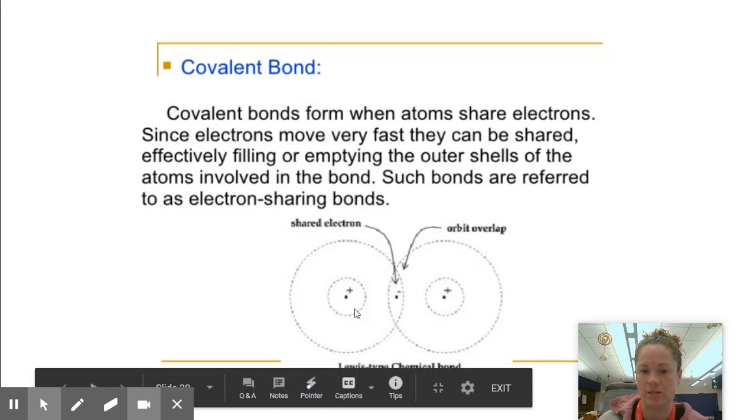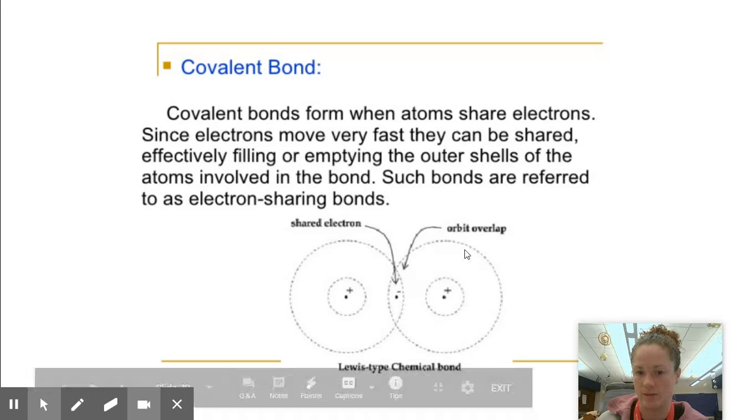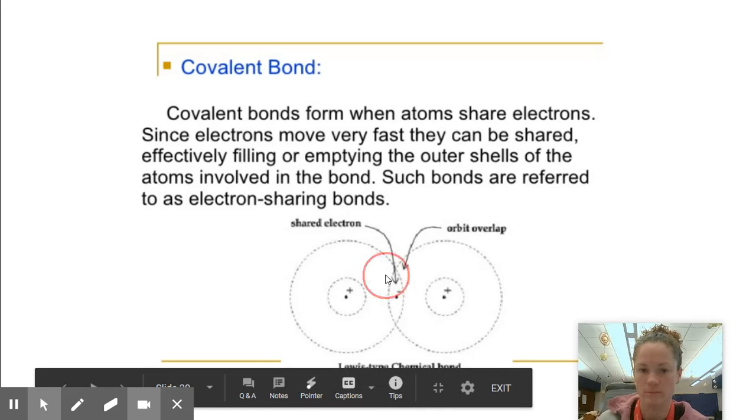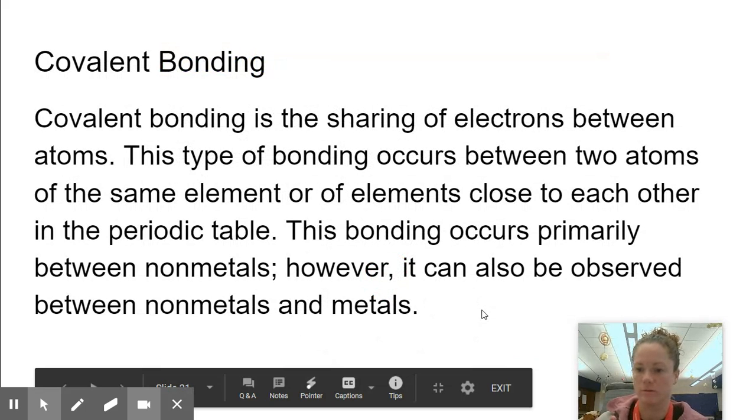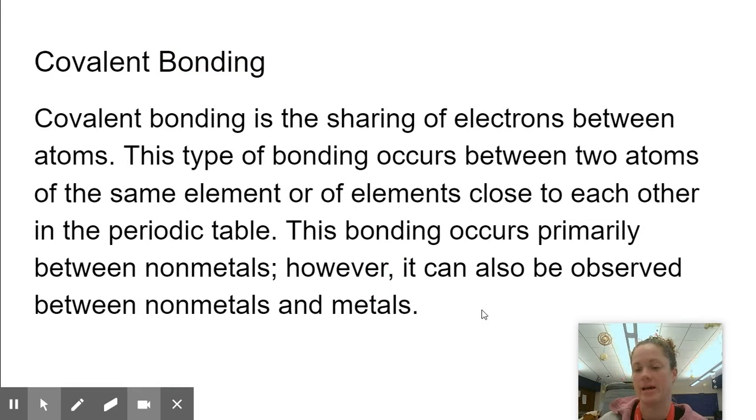So this looks like it's actually 2 hydrogens sharing their electrons. And remember, 2 hydrogens sharing the electrons would make that first ring full, so that would be stable. So covalent bonding is sharing of electrons between atoms.